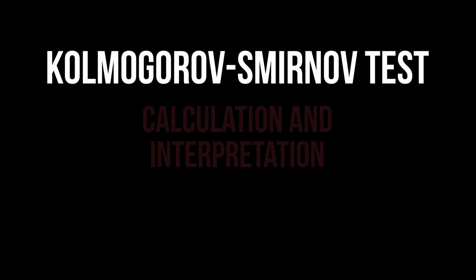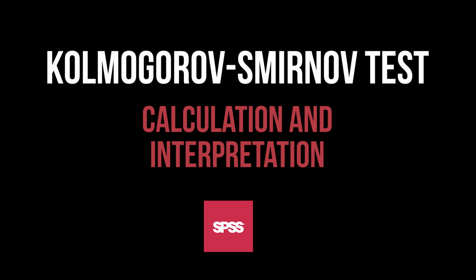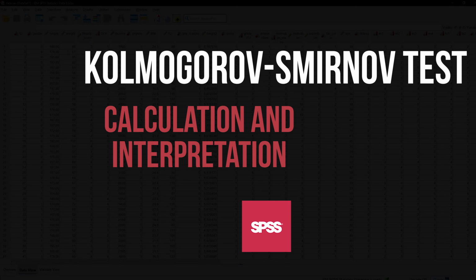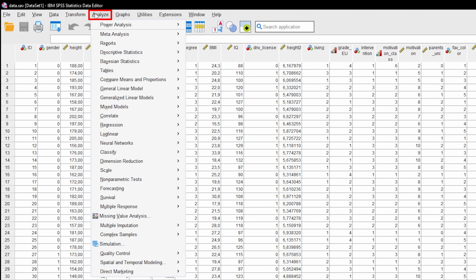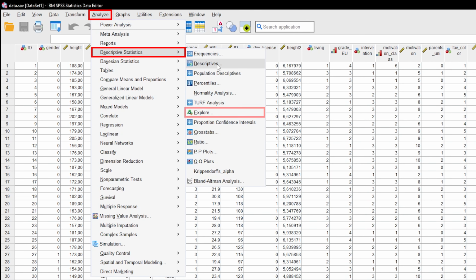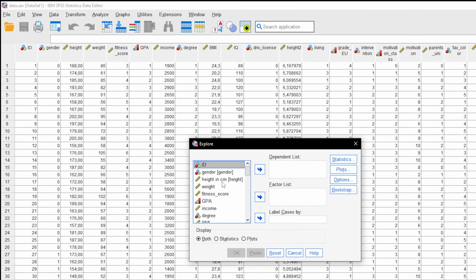This tutorial shows you how to conduct the Kolmogorov-Smirnov test in SPSS and interpret the results. Go to Analyze, Descriptive Statistics, Explore. Put the variables to be tested with the Kolmogorov-Smirnov test into the dependent list box.